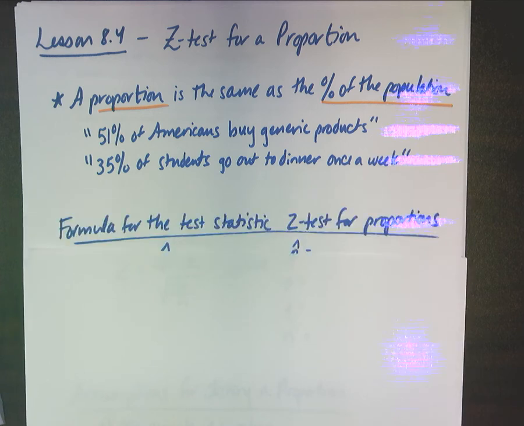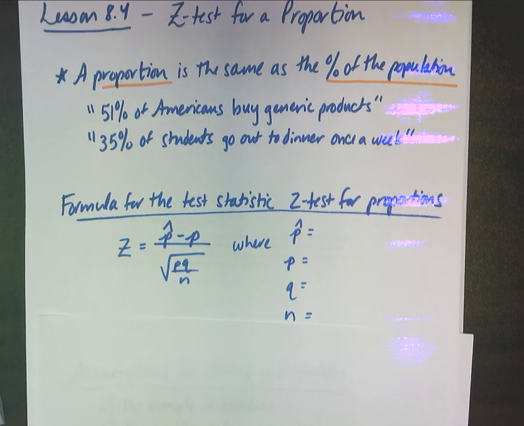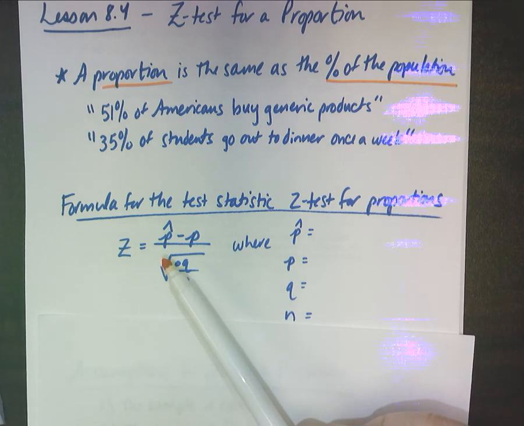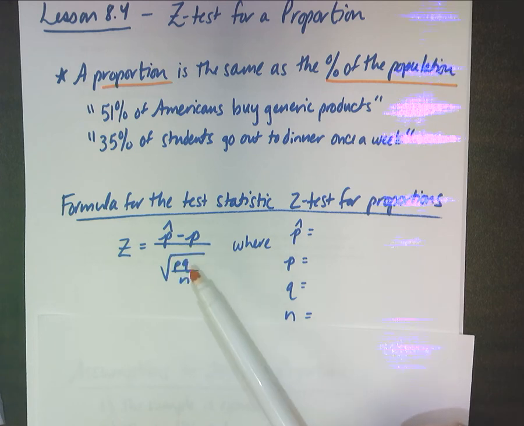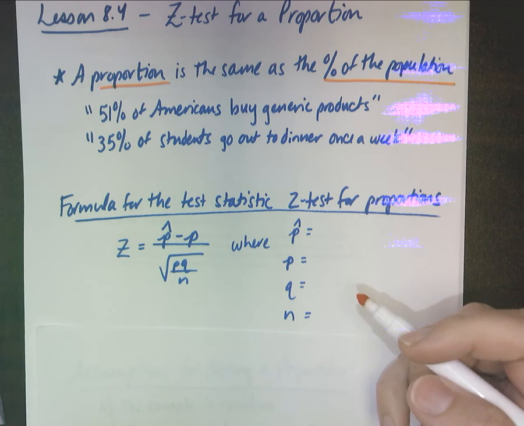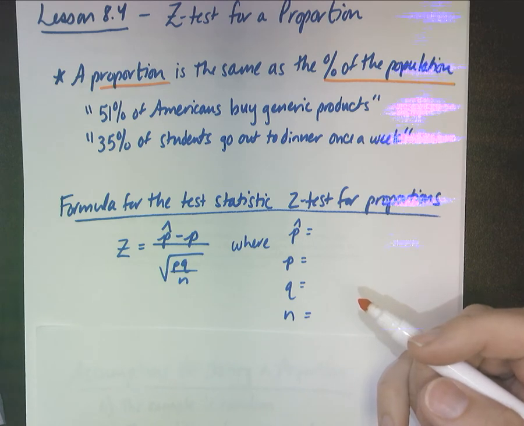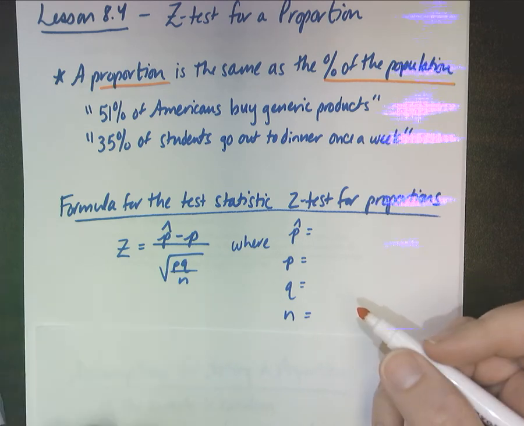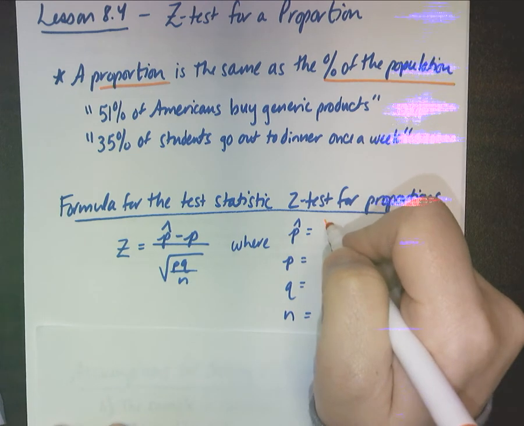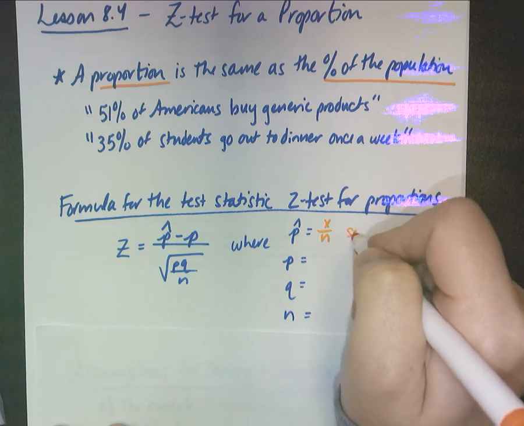All right, the test statistic formula that we're going to use is a little different. It's not x bar minus mu over standard deviation, et cetera. It's z equals p hat minus p over the square root of p times q divided by n. This whole thing underneath is square root. Now let's go over what these are. What's p hat again? Well, p hat is your sample proportion. It's your x divided by n for your sample.